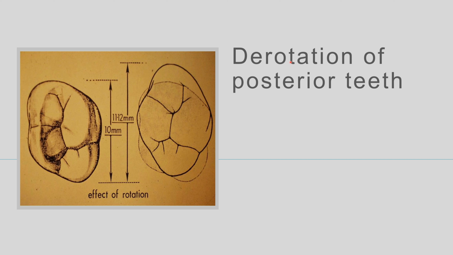The other method is derotation of the posterior teeth, and the derotation of the posterior teeth, as illustrated here, can provide 1 to 2 millimeters of space. So here, when the molar is in correct position, the mesiodistal width is about 10 millimeters, but when it is rotated, the space occupied in the arch is 11 to 12 millimeters. That means the rotated molar occupies more space in the arch than the corrected molar.